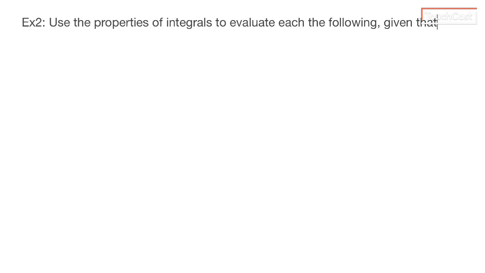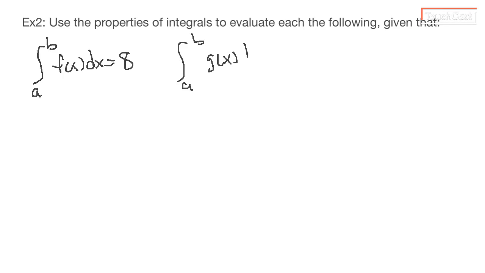given that the integral from a to b of f of x with respect to x is equal to 8, that the integral from a to b of g of x with respect to x is equal to -3, and the integral from a to b of h of x with respect to x is equal to 5/2.